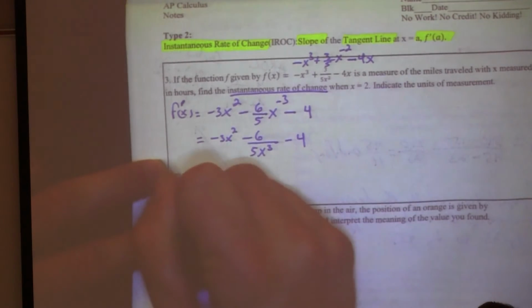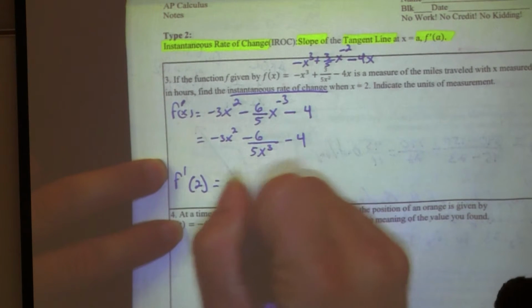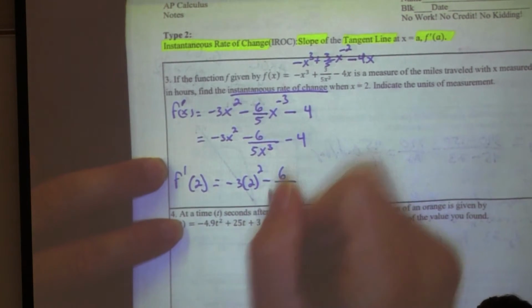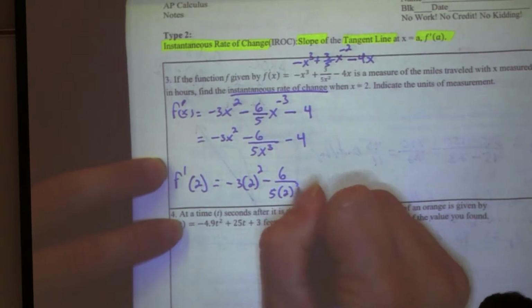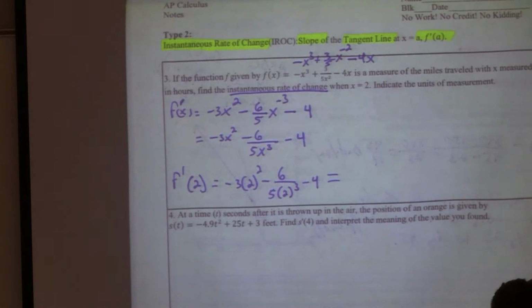So now I can just evaluate it. So what would f prime at 2 be? Negative 3 times 2 squared. Use your calculator. What's that guy gonna give us?